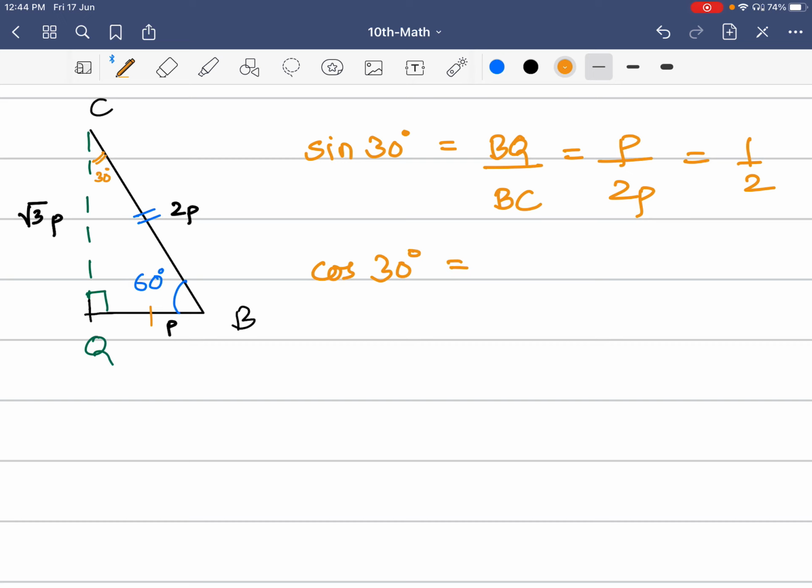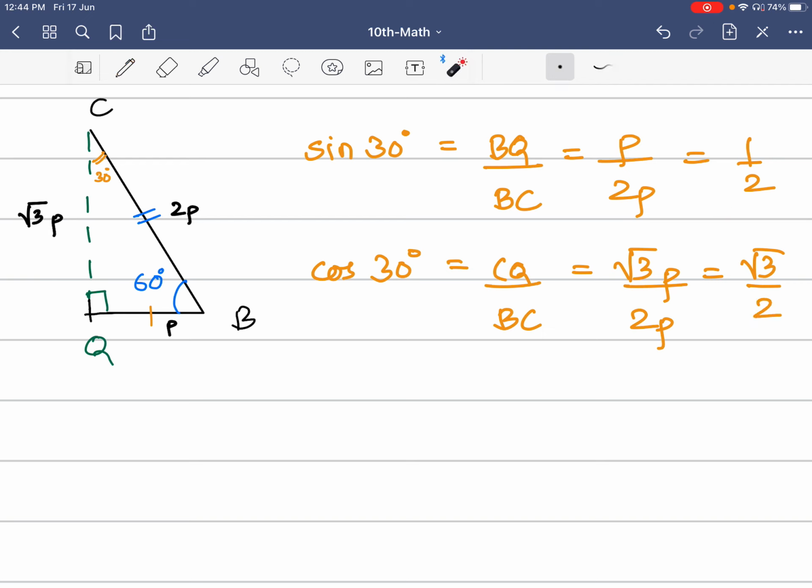Similarly, let's find cos of 30 degree. Cos of 30 degree is equal to the adjacent side. For this angle, the adjacent side is CQ. So I'm going to write here CQ divided by hypotenuse. Hypotenuse is the side opposite to the right angle, so it's BC. And what is CQ? CQ is root 3 p, the whole divided by BC, which is 2p. And that is equal to root 3 by 2. Thus, we have successfully found sine 30 and cos 30 from this triangle.